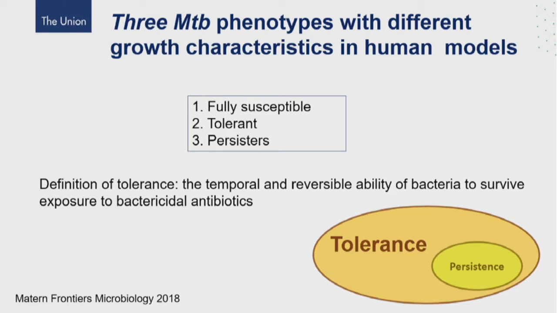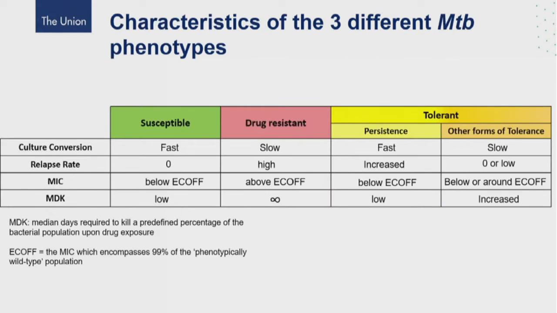And as a working definition, I use the definition published by Mattern in 2018, applicable to other bacteria, which states that tolerance is a temporal and reversible ability of bacteria to survive exposure to bactericidal antibiotics. And if you take this type of approach, then tolerance is broader and encompasses persisters. So how to think about these 3 different MTB phenotypes?